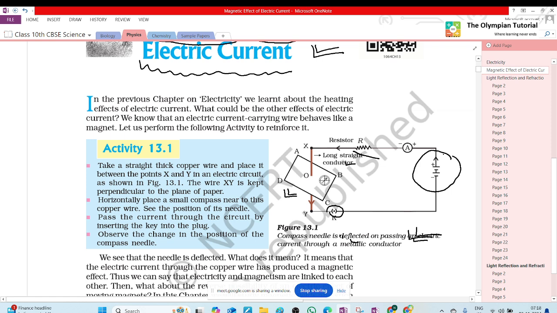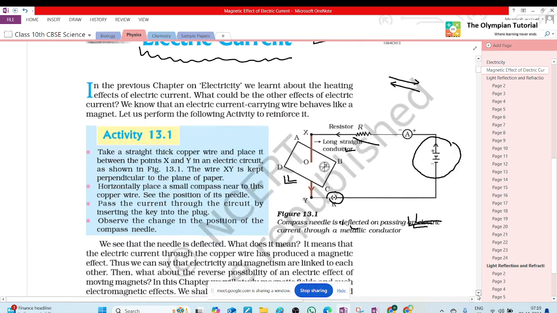Ayukta, is the flow of current the same as the flow of electrons? Ma'am, I don't know. Is the flow of electrons the same as the flow of electric current? No, ma'am, it is opposite. If electrons are flowing like this, the current will flow like this. You know, I told you in class.